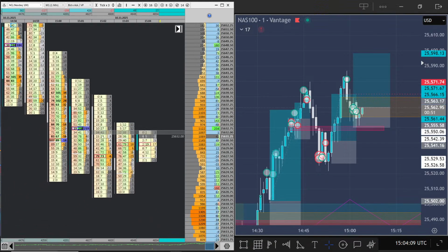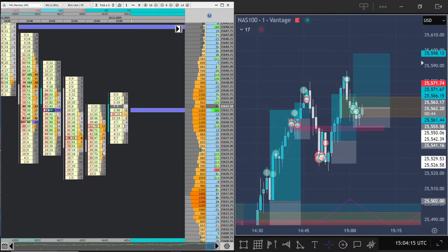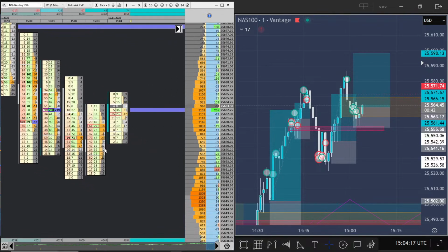At the moment, for me, there's no reason why I would consider going short, or doing anything other than continuing to buy, based off this buy here. I fully expect continuation.